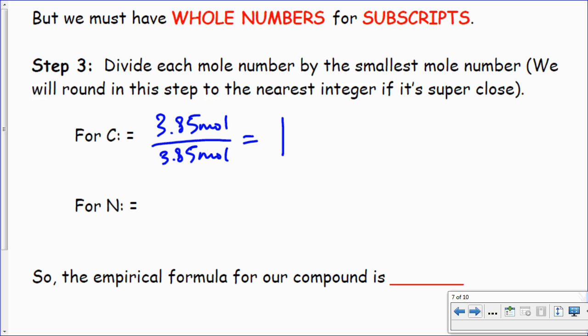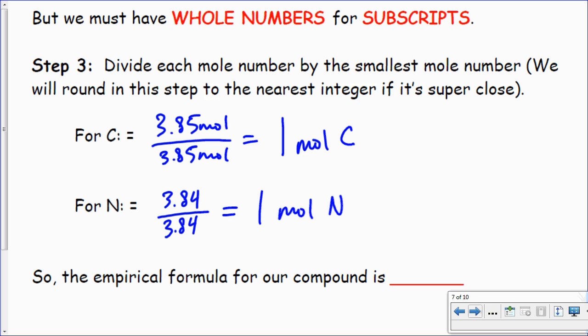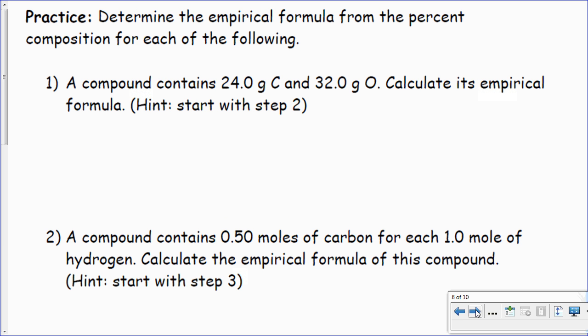So for carbon, we have 3.85 moles divided by 3.85 moles. That equals 1. And for nitrogen, it was 3.84, which, well, might as well just divide it by 3.84 because it's the smallest. For all intents and purposes, as long as it's the same, it was just my rounding in the calculator that was different. That equals 1. So we have 1 mole carbon, 1 mole nitrogen. That's the basic ratio of carbon and nitrogen. So the formula is CN. It's a 1-to-1 ratio.